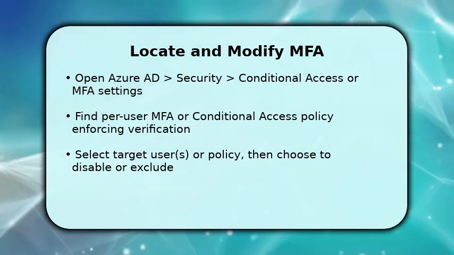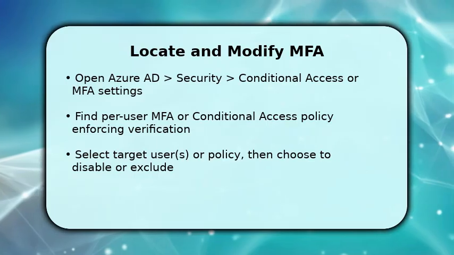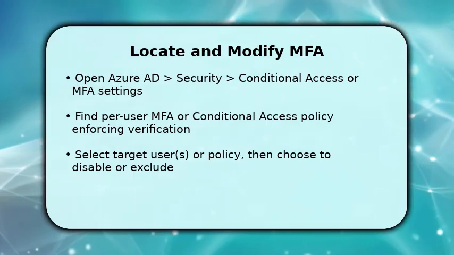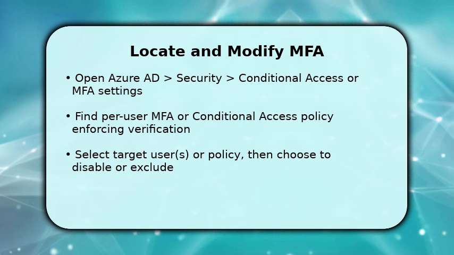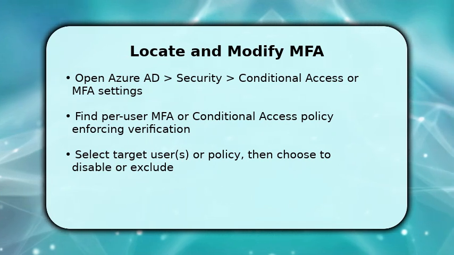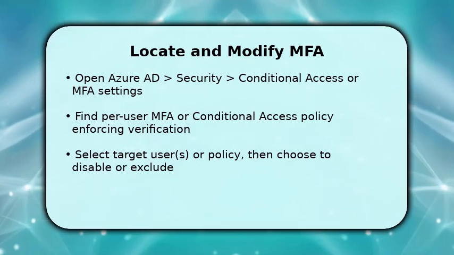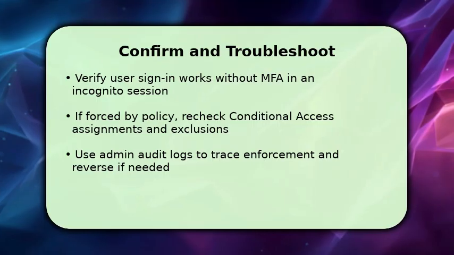For per-user control, select the user and change their MFA state to disabled. For policies, set the assignment to exclude the user or adjust controls to no longer require MFA. Finish by testing a sign-in for the affected account in a private browser to confirm MFA is disabled.